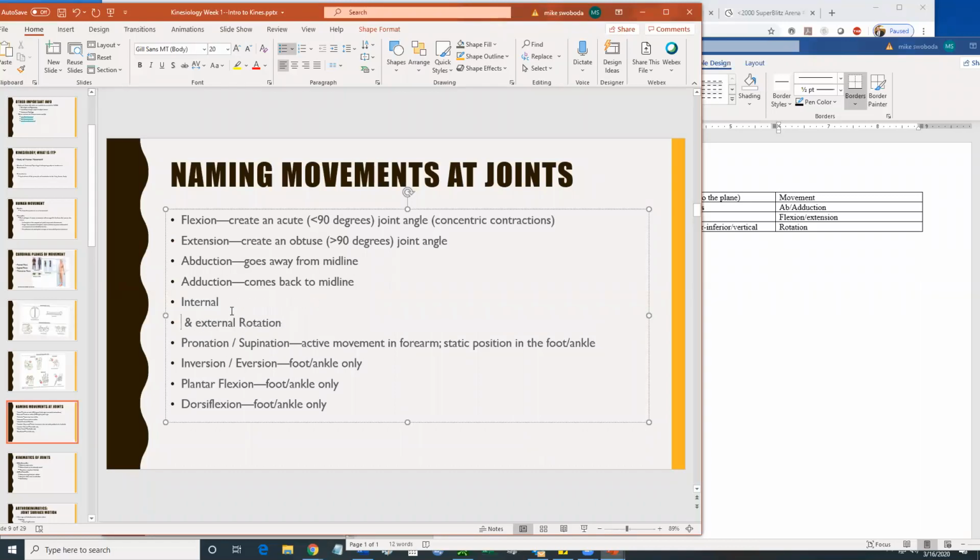And then internal or medial rotation rotates toward the midline. External or lateral rotation rotates away from midline.